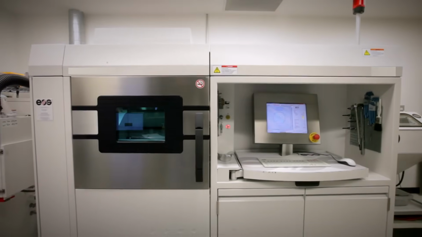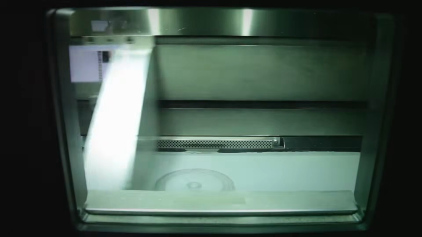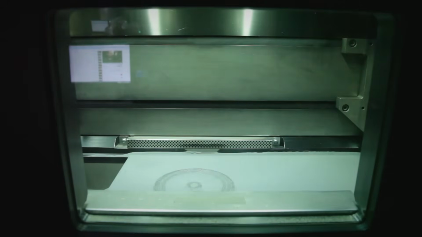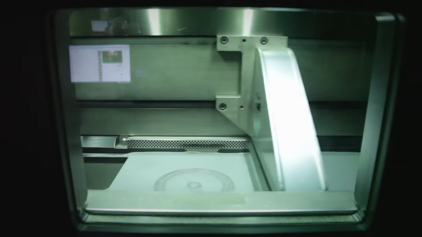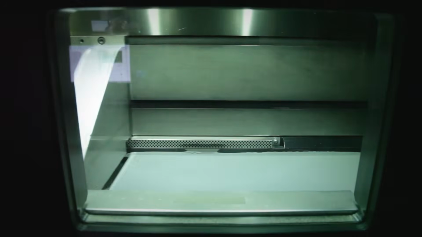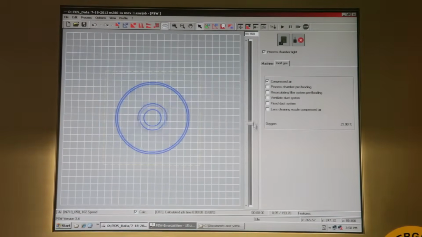So we're actually going to print this with a 3D laser metal printer. So the way that the 3D printer works is it lays down fine particles of either titanium or Inconel, and then it goes over it with a laser and melts those tiny particles onto the prior layer. So it builds it up just layer by layer.